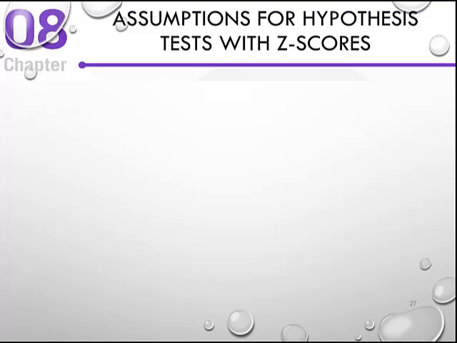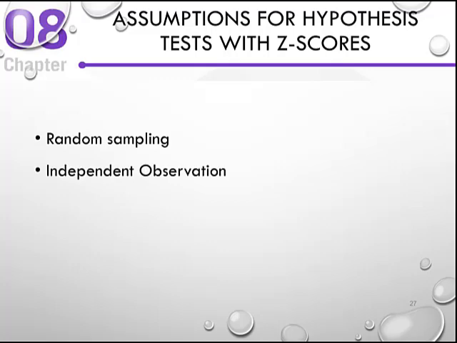There are certain assumptions for hypothesis testing with z-scores. The first one is that we have to do random sampling, so our data has to come from random sampling. And then also, it has to be independent observations, meaning that each observation or measurement is not influenced by any other observation or measurement. That's kind of the logic of tossing a coin, right? Each time you toss a coin, there's a 50-50 chance of either heads or tails. So each toss is independent of the toss that came before.